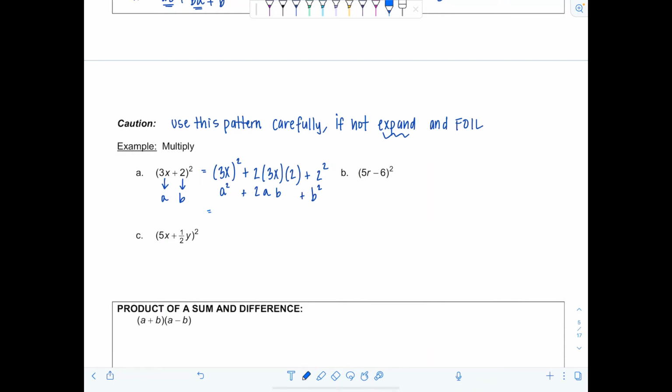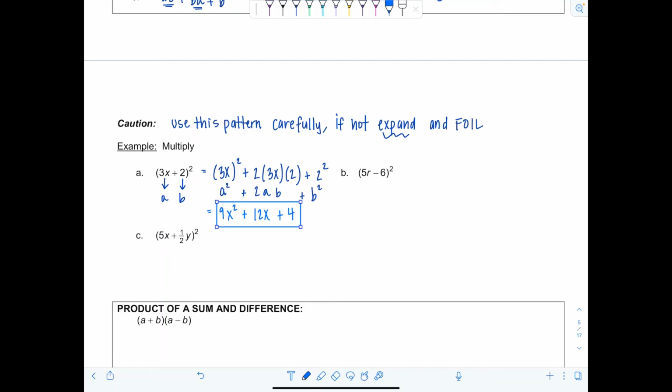So last step to simplifying it out, 3x squared. Please be so careful. You have to square the 3 and the x. Oh yes. So then it's going to become 9x squared plus 2 times 3x, that's 6x times 2. We've got 12x plus 2 squared is 4. And that's our final answer.